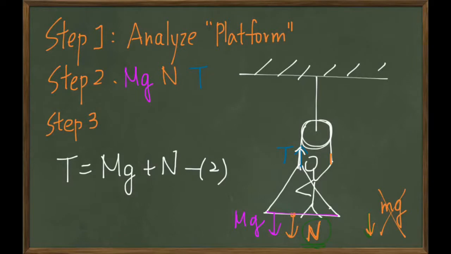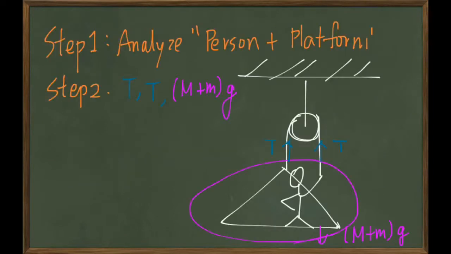Well, the normal force, if you look back at this circle, is within the circle, so it's within the system, and it's actually an internal force. It's the force acting between the person and the platform. And if you look at the system as a whole, we ignore the internal forces. Okay? So, next, we look at step 3.